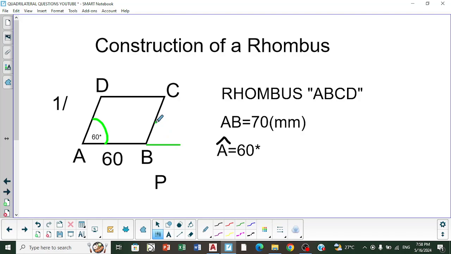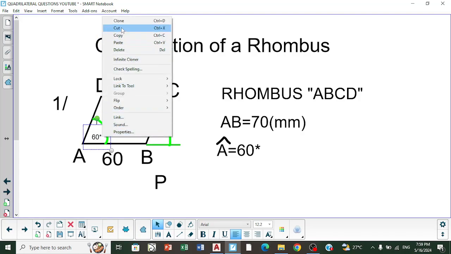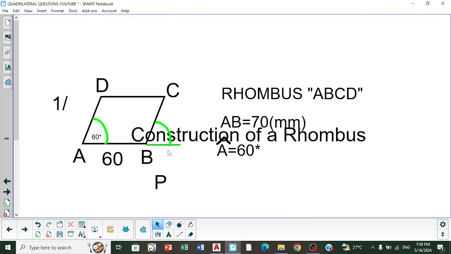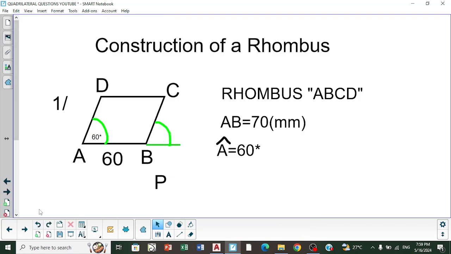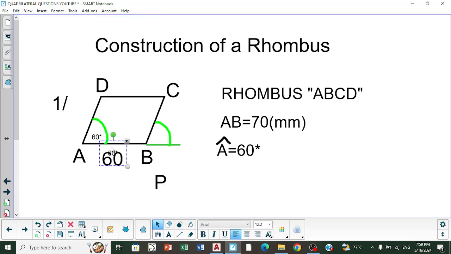This is going to also give us 60 degrees. So it's going to give us 60 degrees here, right? The information is quite easy to construct this rhombus. Let us proceed to its construction.